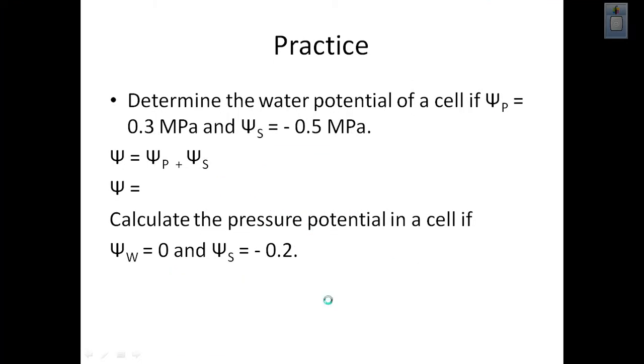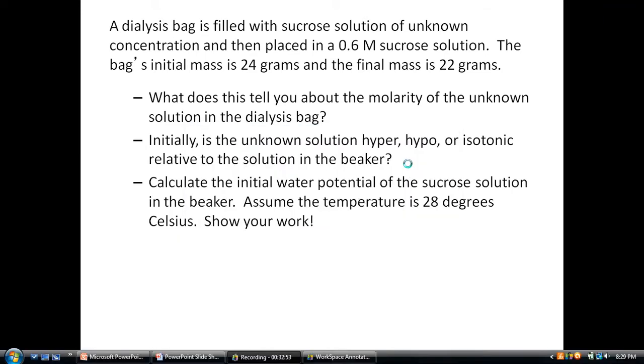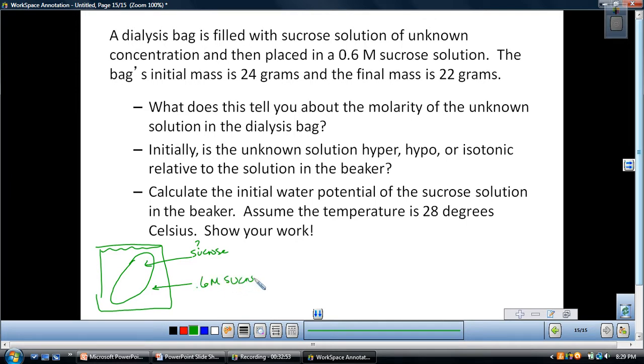Alright, so now let's step it up a bit where we do a problem where we can actually look at some molarity and use that ionization constant. Okay, so this scenario is telling you a dialysis bag is filled with sucrose solution, so I would right away draw a little beaker. Here's my dialysis bag. So the bag is filled with a sucrose solution inside the bag of an unknown concentration. We don't know what the molarity is. It's placed into this beaker that we know in the beaker is 0.6 molar sucrose.